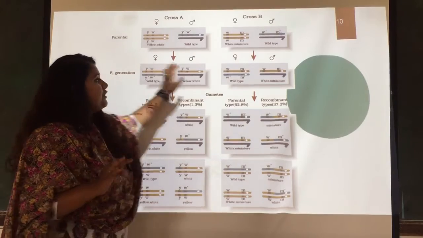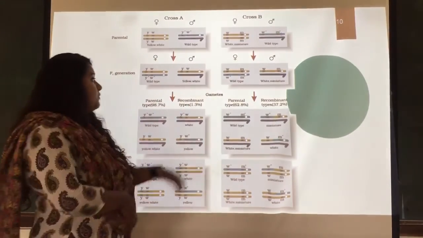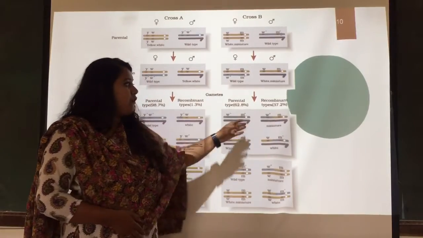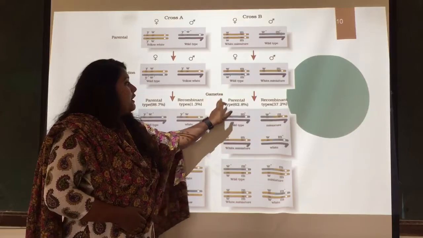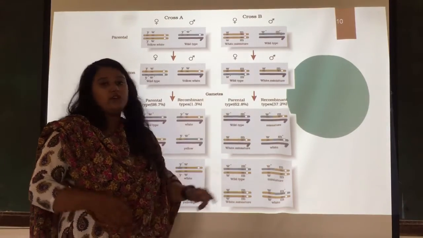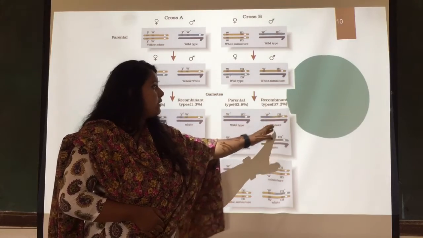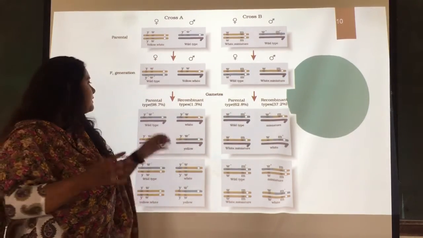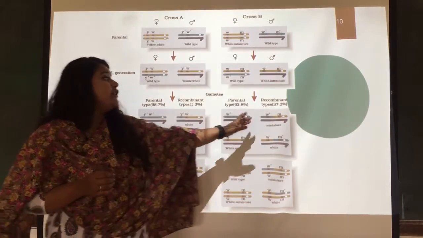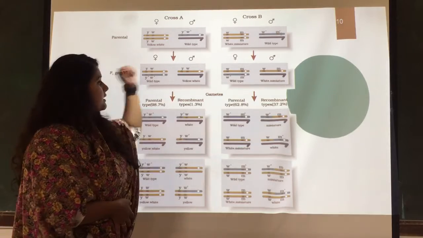Now from this F1 generation, parental and recombination types are formed, right? So from this, four types of gametes are formed. When these four types of gametes are formed, here the parental type is observed to be 62.8%, and the recombinant is observed to be 37.2%. So compared to cross A, the recombination ratio here is much higher. Right. So how is it?